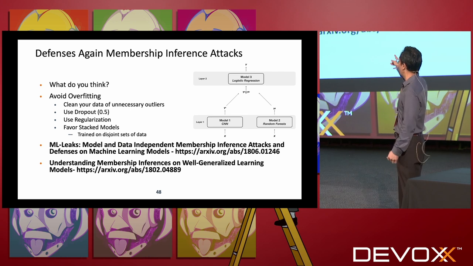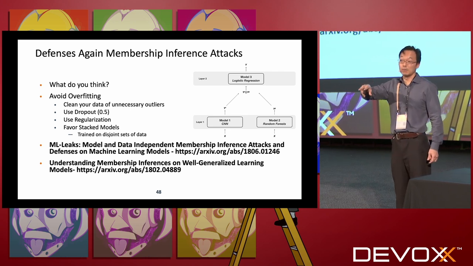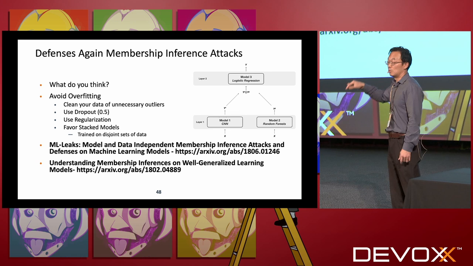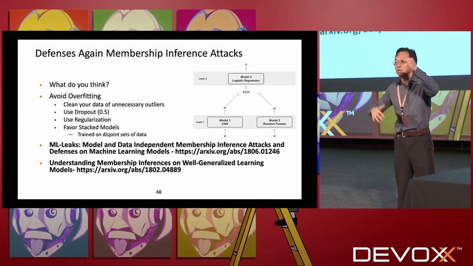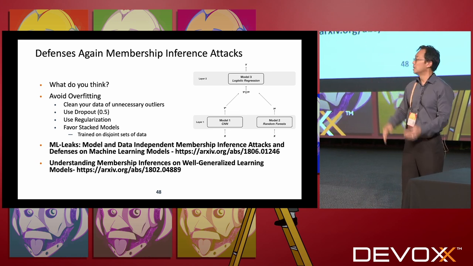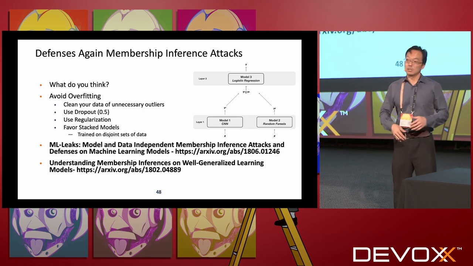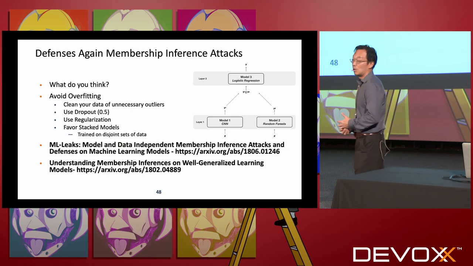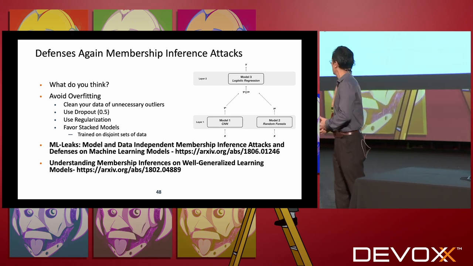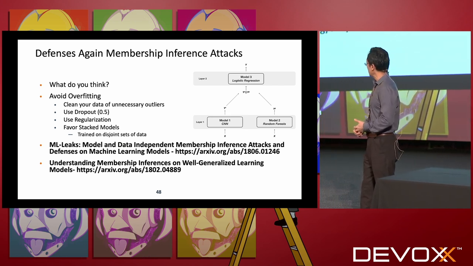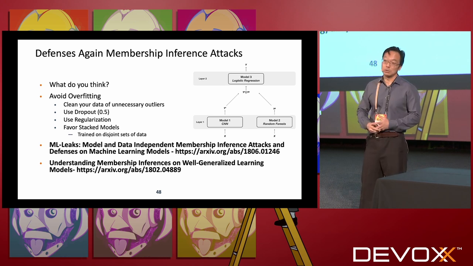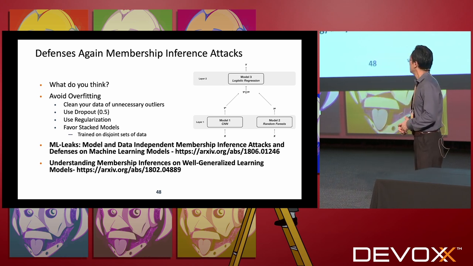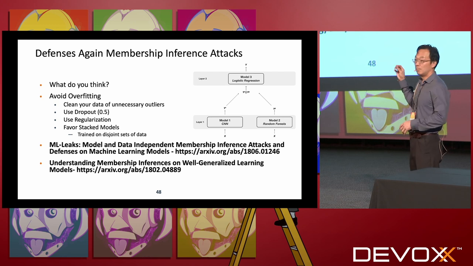And in fact, dropout will help the performance of your model. Regularization usually is this trade-off between accuracy and generalization. But dropout actually allows you to have your cake and eat it too. So it gives you regularization, and it also improves the performance of your models. The other thing is regularization like L2, L1 regularization, and stacked models.